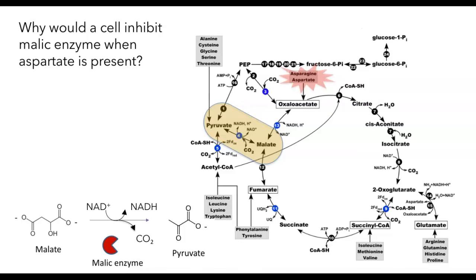And presumably what's happening then is if the cell has plenty of aspartate, it has a way to convert that into oxaloacetate. So it's a way of saying, it's okay, take that malate and turn it into pyruvate, and then you could turn it into something else in the cell. We have a way to make oxaloacetate that we need in order to keep this TCA cycle running.